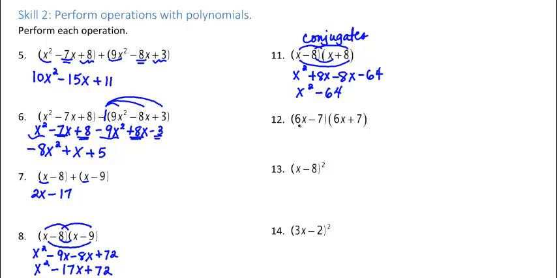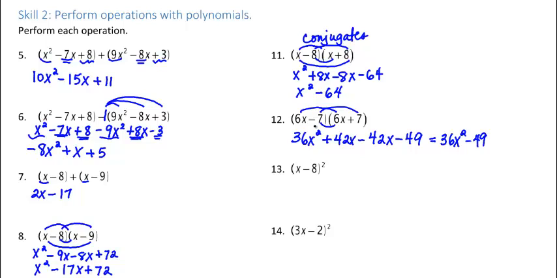Number 12 is again product of conjugates, 6x minus 7 times 6x plus 7. So multiplying 6x times 6x is 36x squared. The outer product is 6x times 7, which is plus 42x. The inner, negative 7 times 6x, is negative 42x. And negative 7 times 7 is negative 49. So this simplifies to be 36x squared minus 49.